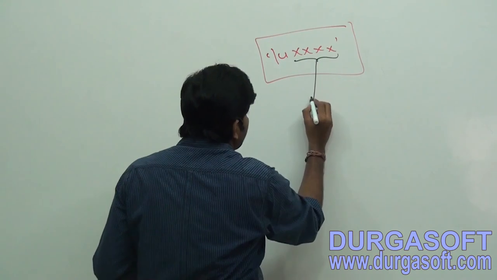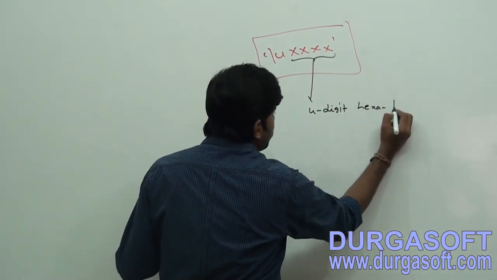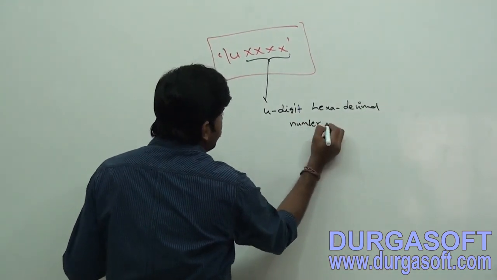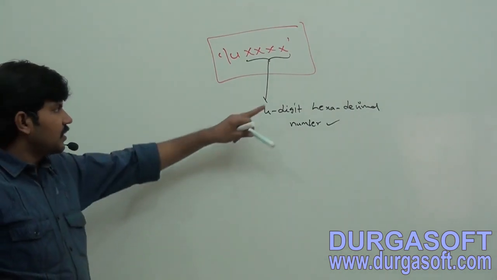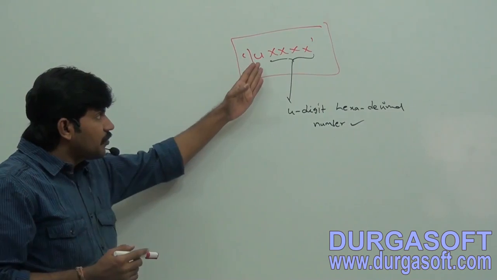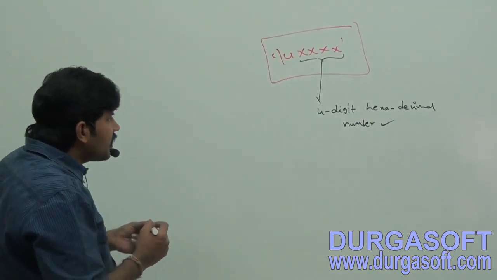So this one is a 4-digit hexadecimal number. I hope it is clear for you, right? This form is the Unicode representation. Sir, can you please give an example? Sir, can you explain with an example?